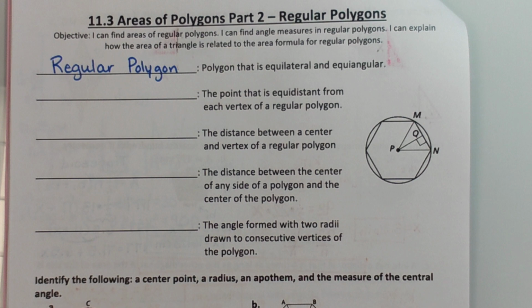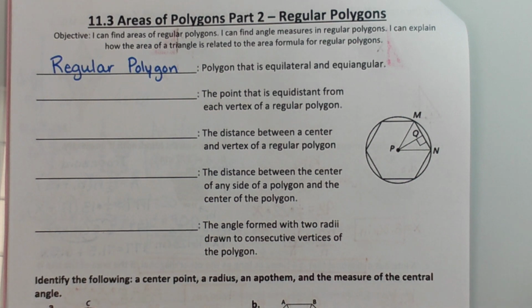Now, when it comes to polygons, to find their area, a lot of it has to do with the fact that regular polygons can be inscribed within a circle. And once you've inscribed that polygon within a circle, you get a bunch of different measurements that are going to help us find the area as we go through.